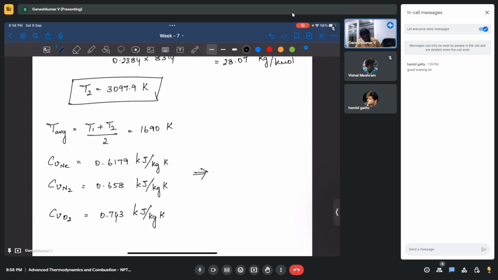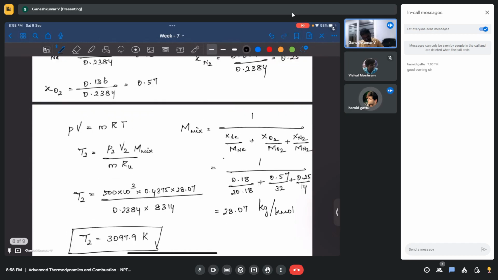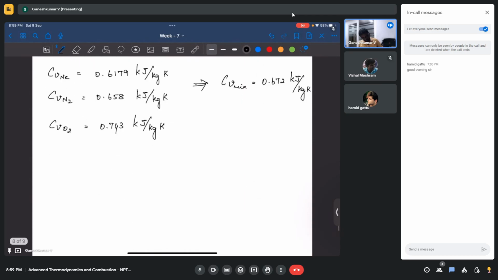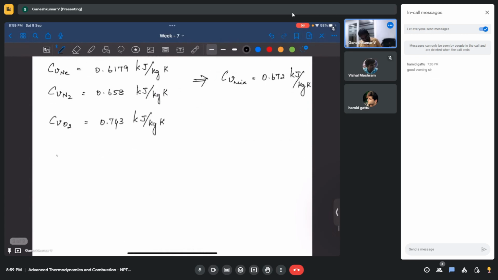So if you put it together, then you can find Cv of the mixture to be 0.672 kilojoules per kg Kelvin. It's just repeated calculation, I don't want to bore you. Cv is done, so you can simply find Q. We just found the equation: Q is nothing but m Cv (T2 minus T1). M is 0.2384 times Cv is 672 times T2 minus T1, 297.9 minus 283.